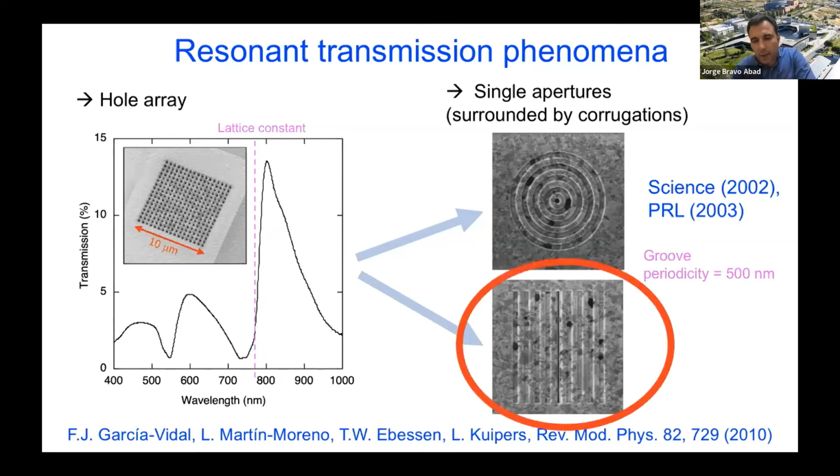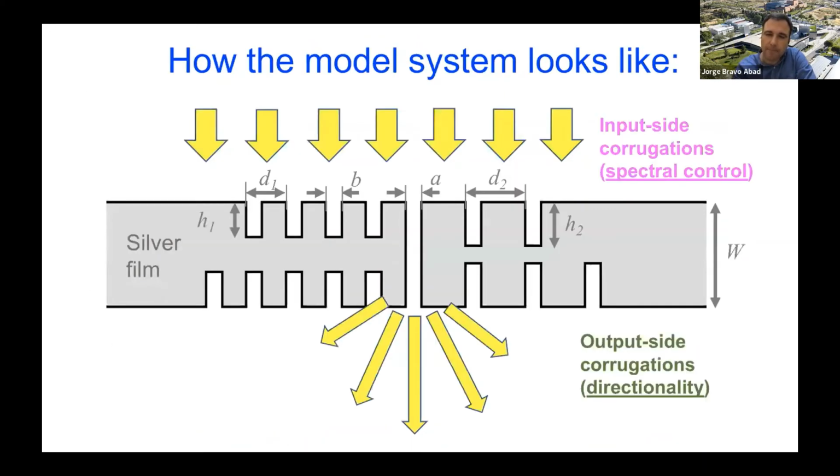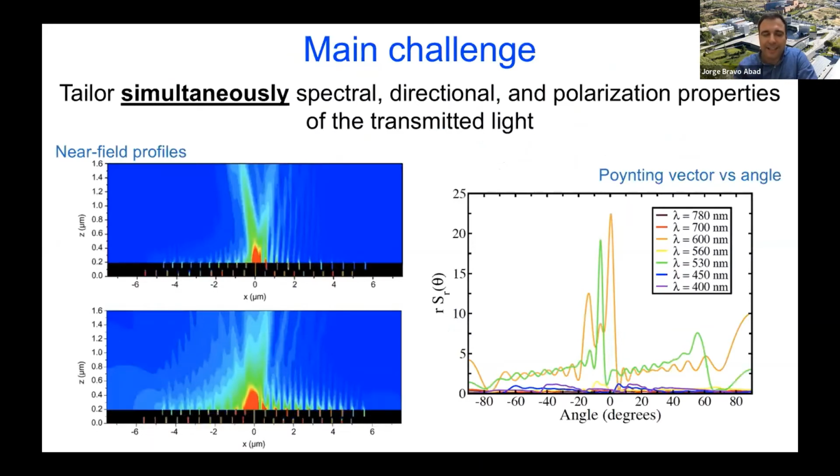So in this talk, I'm going to focus on this particular system that is just a slit perforated in a metallic screen that is surrounded by corrugations to the left and right. This is just a sketch of our model system. You have a tiny slit surrounded to the left and right by corrugations at the illuminated side, where the light is coming from the top, and also corrugations on the non-illuminated side of the metallic film.